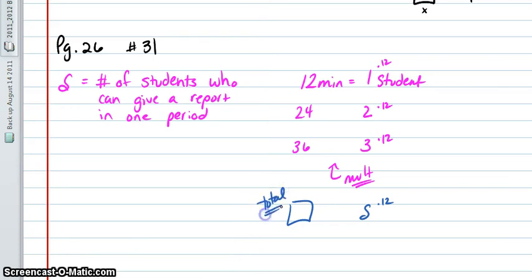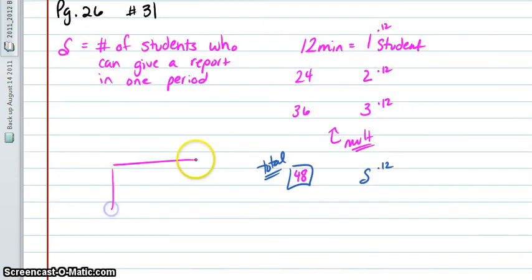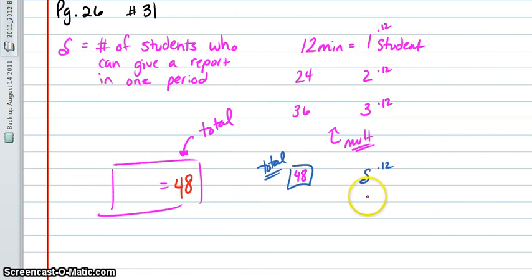Well, what is that total amount of time? Oh, they told us that a class period is 48 minutes long. So already I'm starting to see an equation take place. Remember, we want to have a total by itself. We have a total of 48 minutes, and I know that I have S students and it takes each one 12 minutes. So 12 times however many students go needs to equal that 48, and there's my equation. We can balance this to solve it.